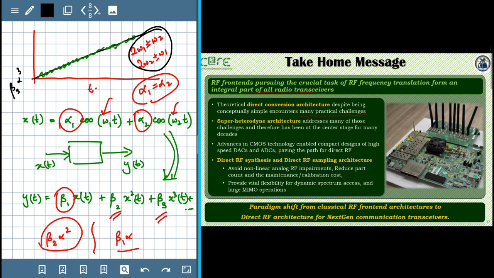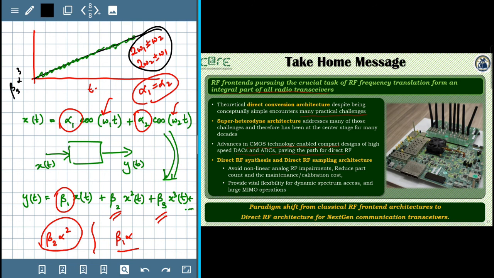The super heterodyne architectures proposed to achieve this frequency translation in two or more steps, and by doing so, by introducing an intermediate frequency step, they resolved some of the issues of the direct conversion transceivers and have been at the center stage for many decades. However, now with the advances in CMOS technology, high-speed DACs and ADCs are becoming reality. And direct RF synthesis and direct RF sampling are a direct consequence of this advancement.